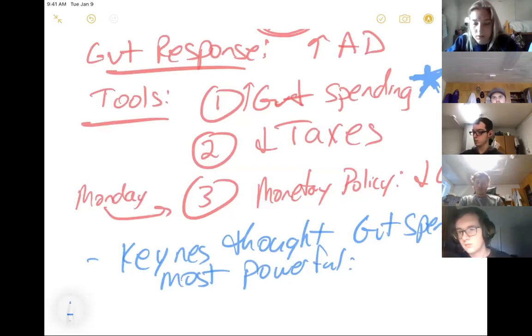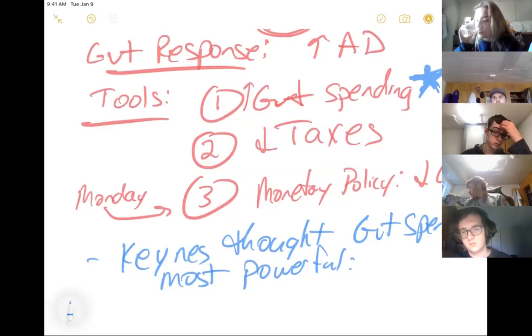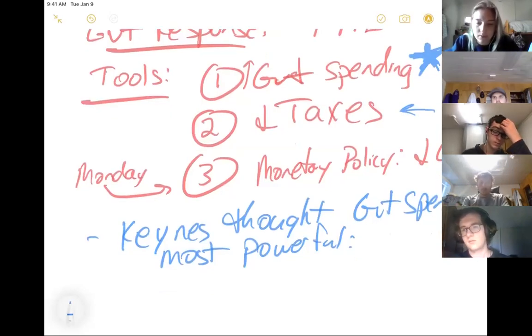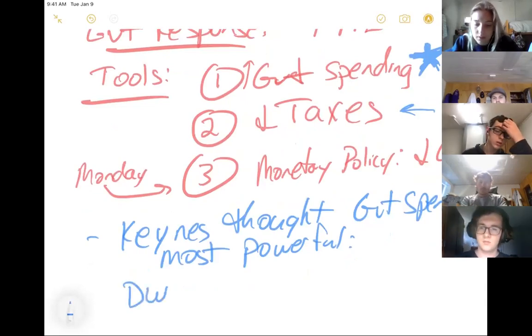But I think there's a little bit more to it, Logan. It is true that Keynes thought that government could create jobs. But the reason why he thought government was better for this is because he was really skeptical that businesses would create jobs during a recession. Why? It all gets back to psychology.